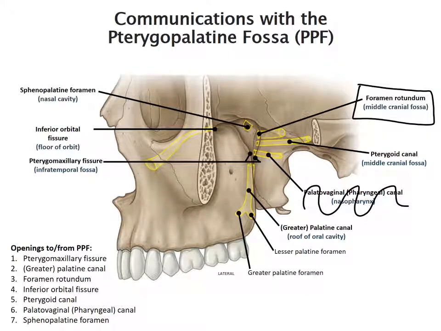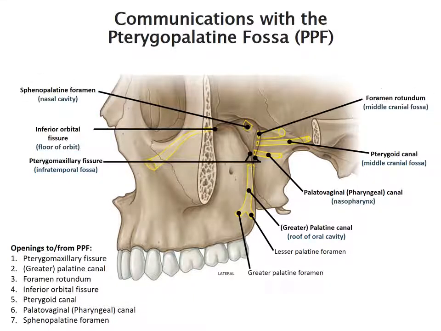The next major opening is in the medial wall of the pterygopalatine fossa, and it's referred to as the sphenopalatine foramen. The sphenopalatine foramen will transmit both the nasociliary nerve and the sphenopalatine artery into the nasal cavity. And the last opening along the anterior aspect of the pterygopalatine fossa is the inferior orbital fissure. This fissure allows for the infraorbital nerve to be conveyed anteriorly along the floor of the orbit.